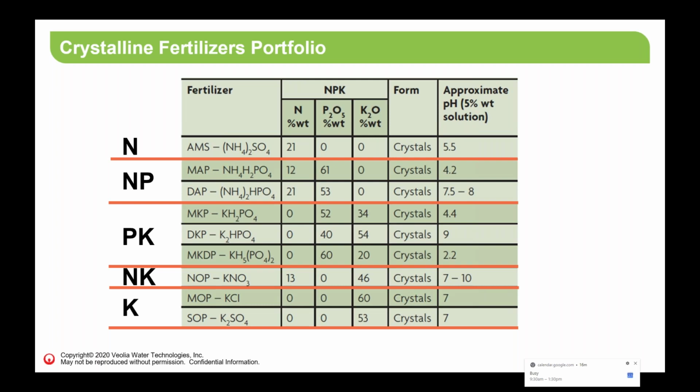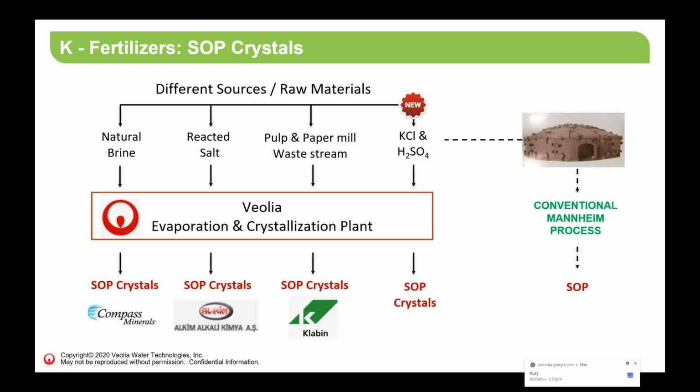Again, I want to show you an example of how we can produce the same high-value product from different sources and different raw materials. This is a slide to show you the different sources we can use to make the same SOP crystals. We can make SOP crystals through evaporation crystallization using natural brine, using reacted salts. When I say reacted salts, for example, sodium sulfate and KCl, this is the case of one of our latest wins with Alkim in Turkey.